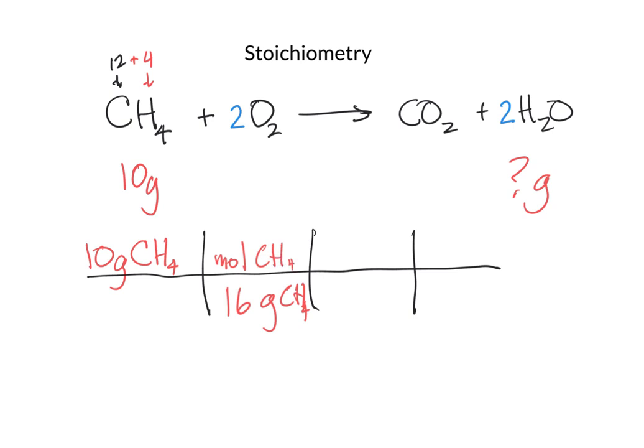Then I have my equation up here, which is my recipe for reacting CH4 with oxygen. And in my recipe, it's a 1 to 2 ratio here. So 1 mole of CH4 will produce 2 moles of water. So far I'm able to cancel the grams of CH4, the moles of CH4. But if I stop there, it would be in moles of water. I don't want moles of water. I want grams of water.